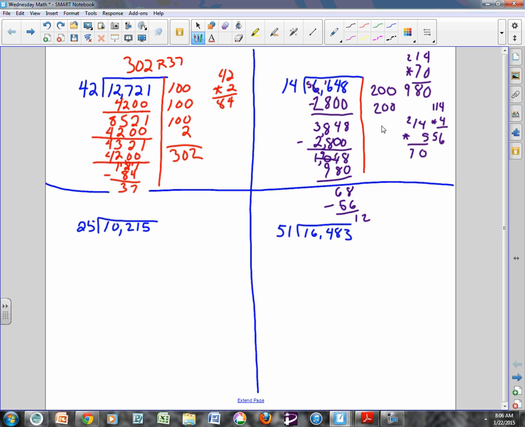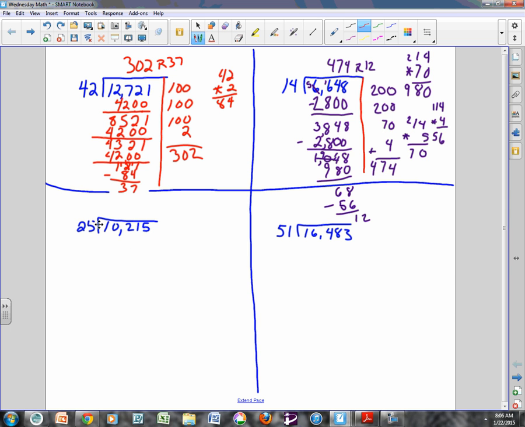So we need to keep track of this, which I forgot to do. Let's see, we did 200, 200, and then we did 70. And then finally we did 4. Add these up. 7 and 2 plus 2 is 4. 474 with a remainder of 12.